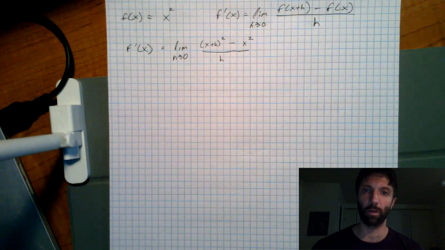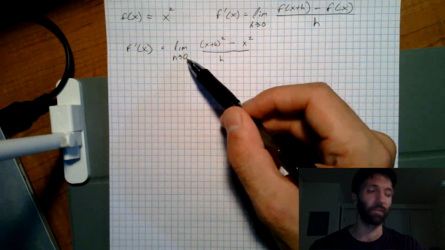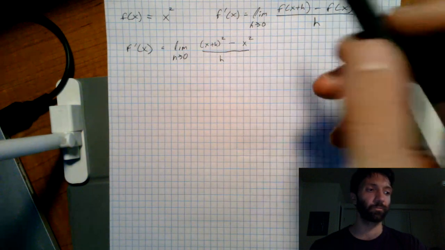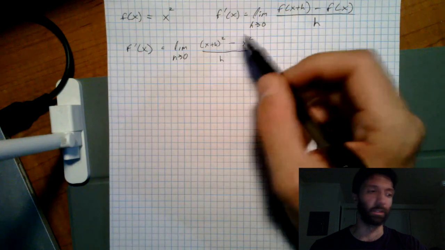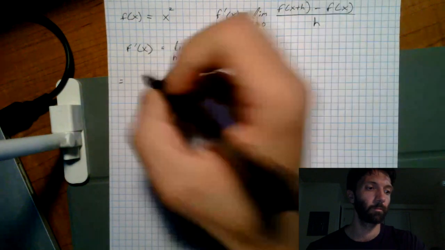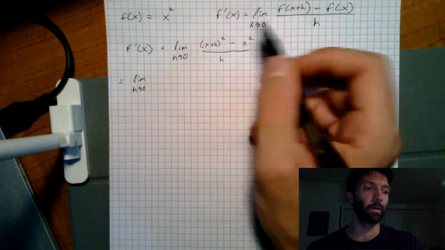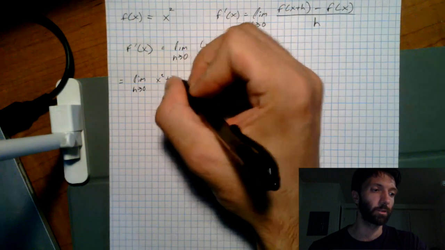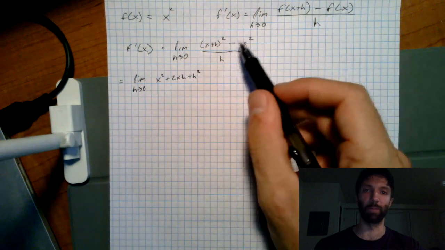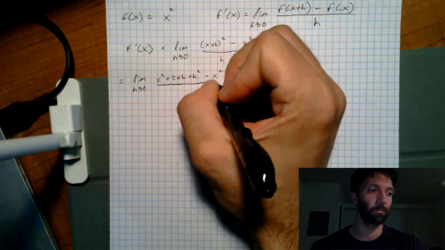Okay, so now it's just a matter of algebra here. I can't substitute my 0 in for h yet, because then we'd have an undefined expression. So I need to go ahead and do some algebra and see what happens. I'm going to do the distributive property here. So x plus h, the quantity squared, is going to be x squared plus 2xh plus h squared. And then I still have my minus x squared here. And remember, this is all divided by h.